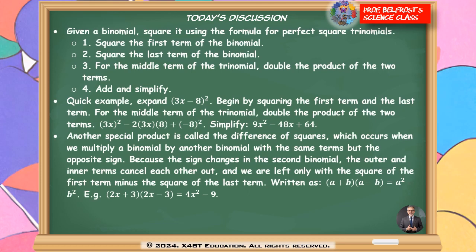Given a binomial, we can square it. First, square the first term, then square the last term, and for the middle term we double the product of the terms, then add and simplify. Quick example for you.